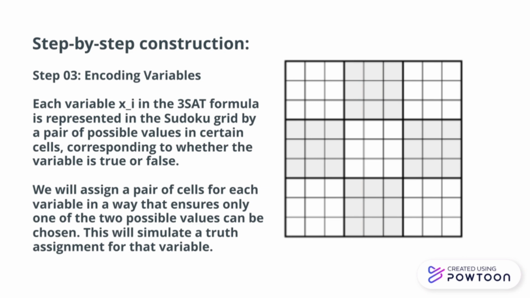Step 3. Encoding variables. Each variable xi in the 3-SAT formula is represented in the Sudoku grid by a pair of possible values in certain cells, corresponding to whether the variable is true or false. We will assign a pair of cells for each variable in a way that ensures only one of the two possible values can be chosen. This will simulate a truth assignment for that variable.